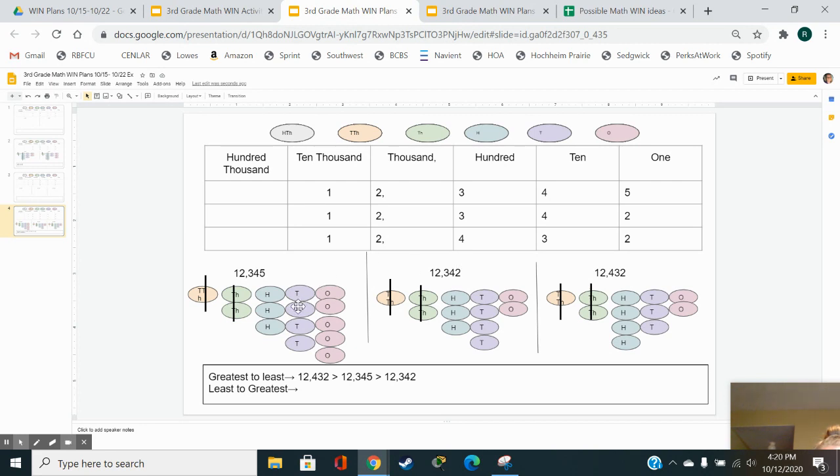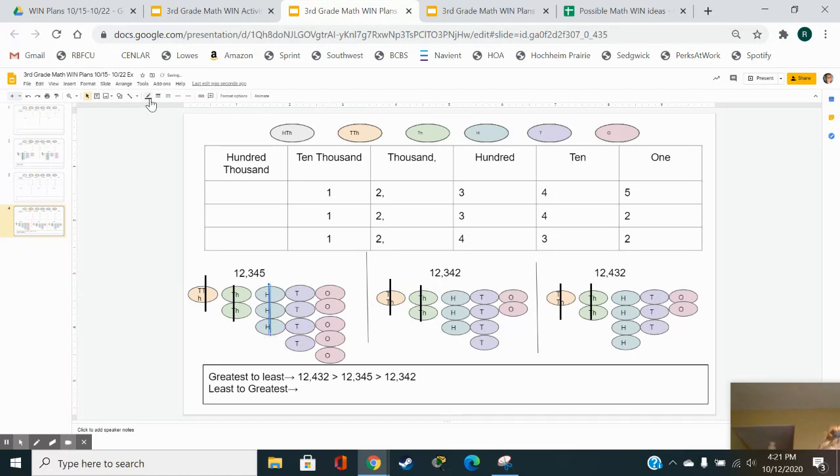And I have my thousands crossed off because they all have 2 2,000s each, and that doesn't really help me. So then I'm coming back to my hundreds. I have 300, 300, 400. Well, I'm trying to figure out which number is the smallest number. So I have 300s and 300s. That doesn't really help me because they're the same. So I'm going to go ahead and cross those off so I can try to figure out where they changed.